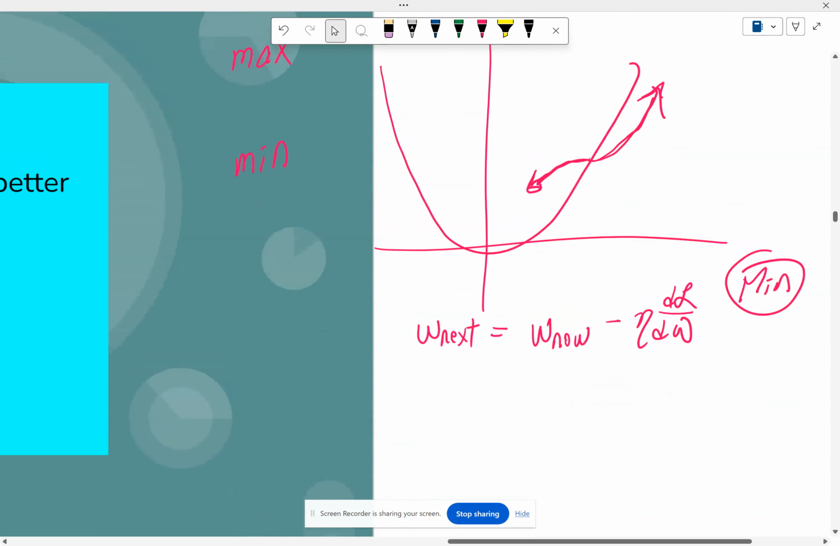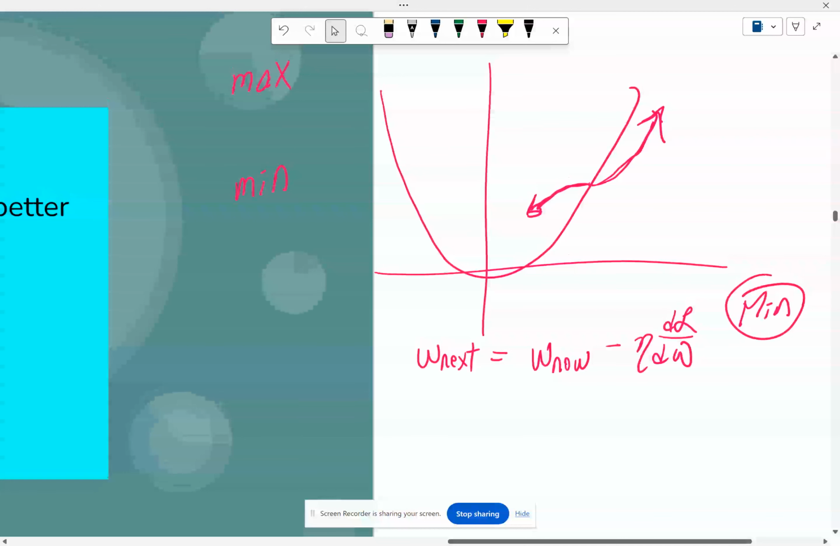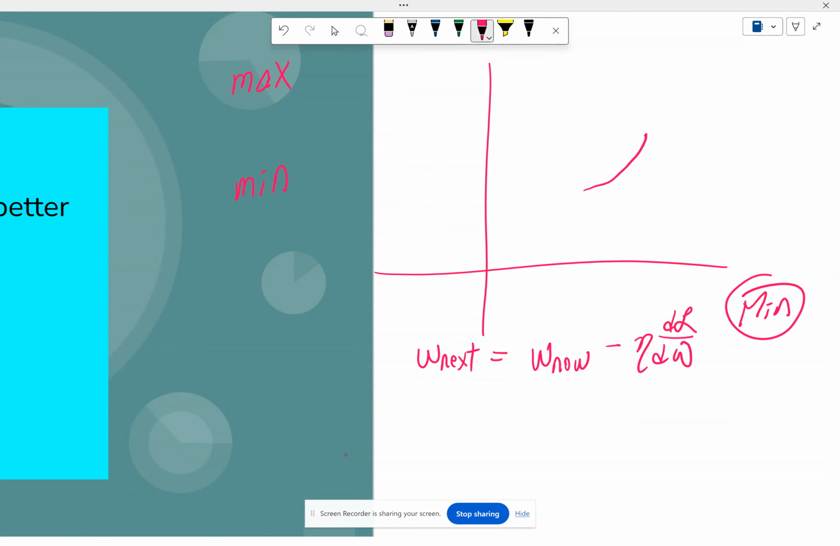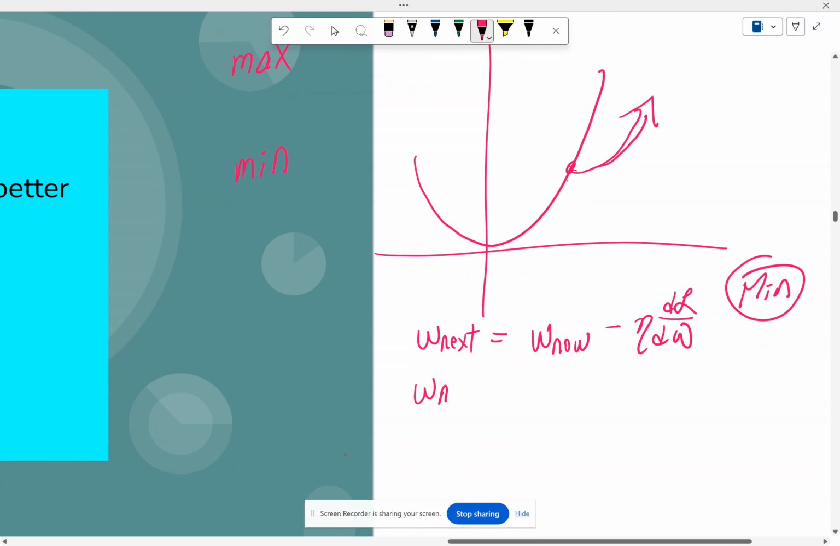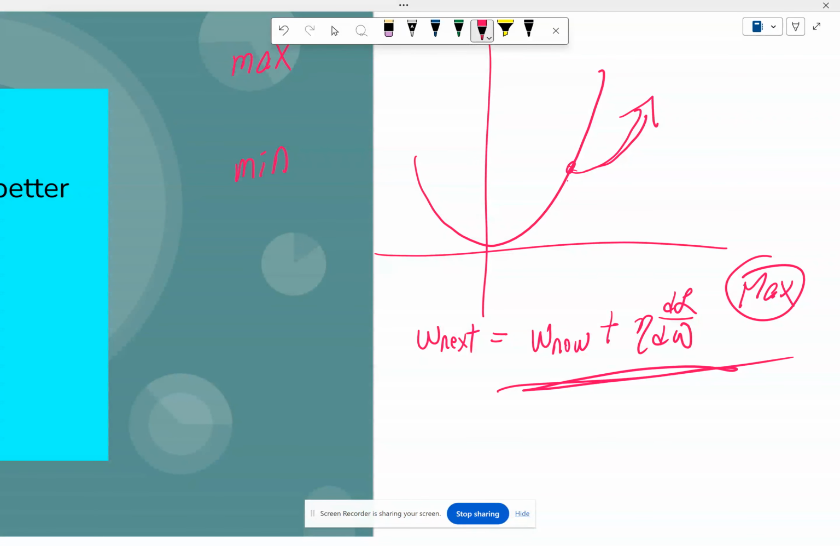If you're trying to do maximization, then you're doing the opposite, right? Whatever the gradient is, you're trying to go higher, so you have to go in the same direction as the gradient. Therefore, W next must be plus. That will give you maximization. So when you're running gradient ascent, not descent, which goes upward, you have to be cognizant whether you're going upward or downward.